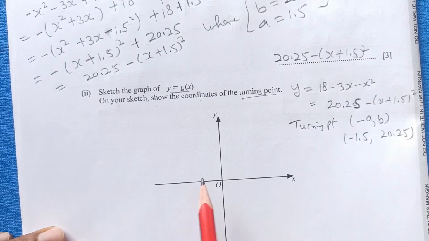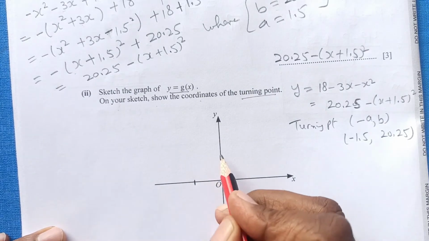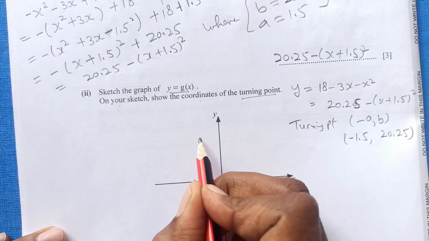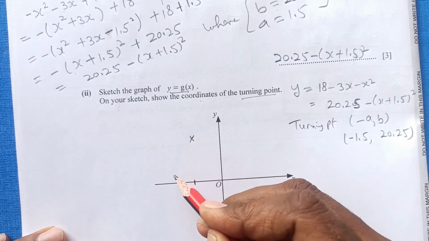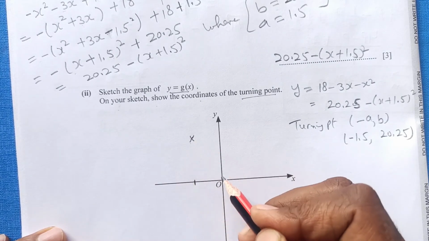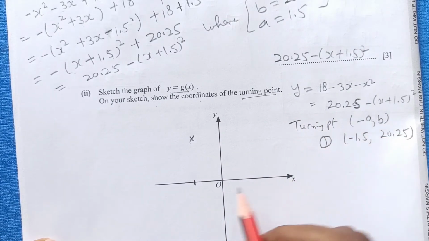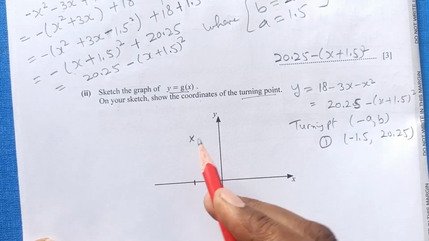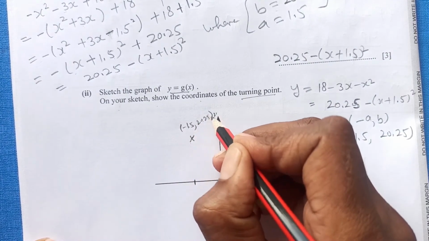So now let's say this negative 1.5 will be somewhere here, and then 20.25, let's say it is here. So this is the turning point, right? So that means our curve should go this way. Now we have this one thing for the turning point here, which is negative 1.5 and 20.25.